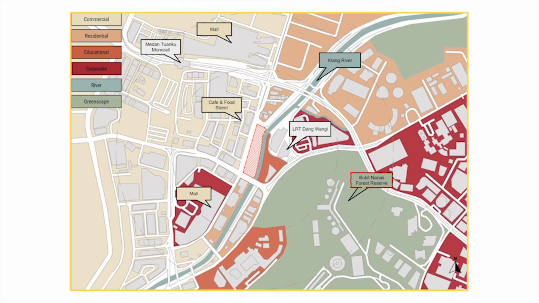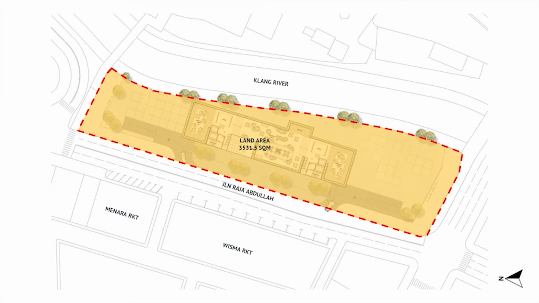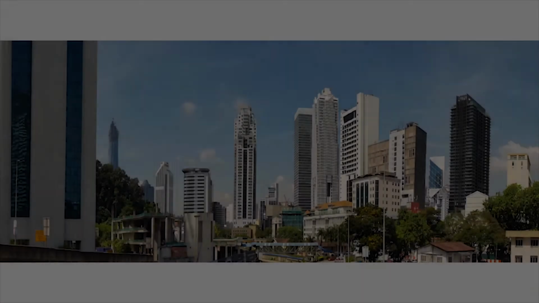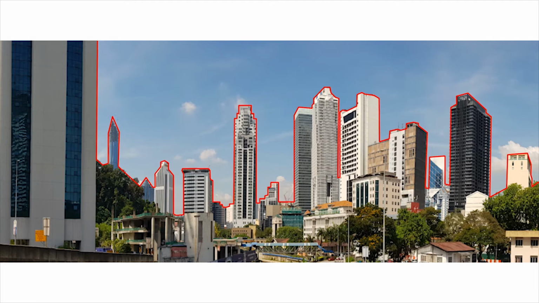Looking closer into the building site, you can see that it is a narrow and elongated site, which can be considered quite challenging to be able to harmoniously design for, with proper balance of the public realm as well as the residential requirements. The total land area of the whole site is 3,531.5 square meters.